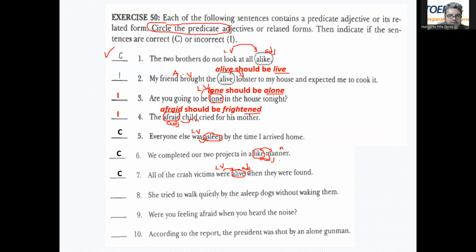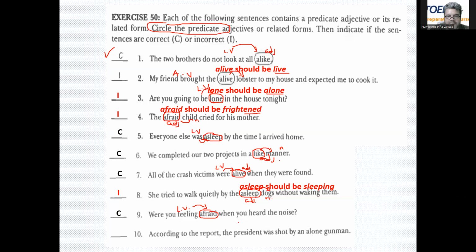She tried to walk quietly by the asleep dogs without waking them. Dogs is the noun. This is the adjective, but this adjective only comes after the linking verb. So this is incorrect. It should be the sleeping dogs. Were you feeling afraid when you heard the noise, right? Feel is a linking verb.